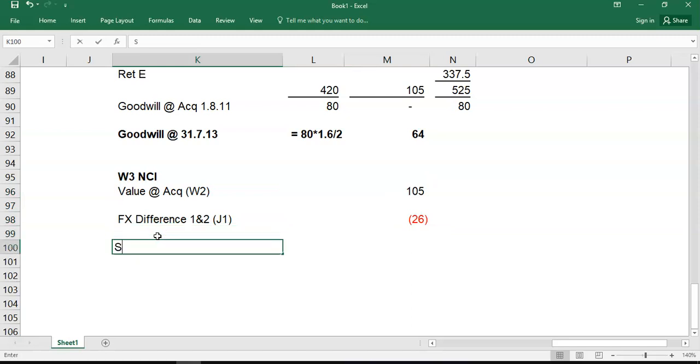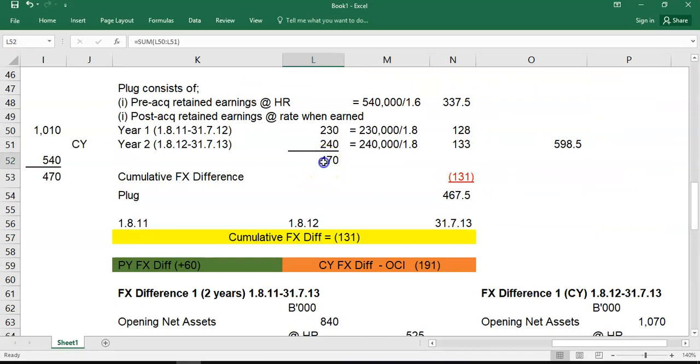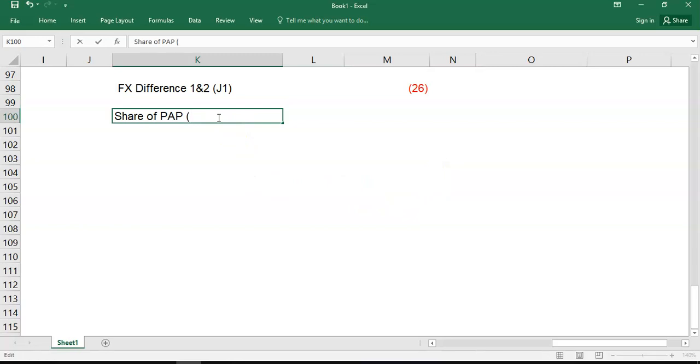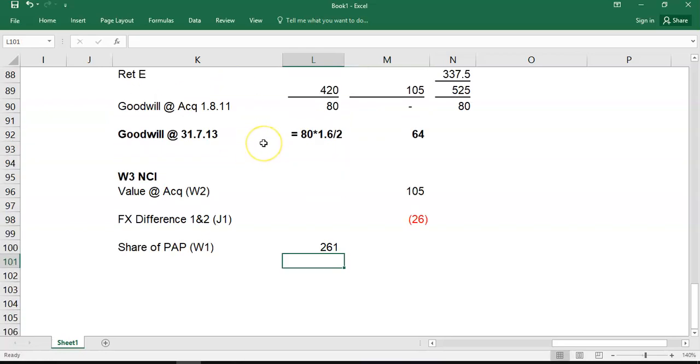The other thing the NCI will get is share of post-acquisition profit. Now remember, we've done this already, so you don't reinvent the wheel. The post-acquisition profit we have in working 1 is 470. Now be careful, that's in bingos. The post-acquisition profit in euros which you want are these two, 261. Both of them are converted at the average rate. That's the figure you use. So be careful that you're always thinking, am I using the euro figures? Post-acquisition profit, which comes from, in this bracket, working 1, is 261, which is then converted at the rate. And the share here is 20%. So the share is 261 times 0.2, which is 52.